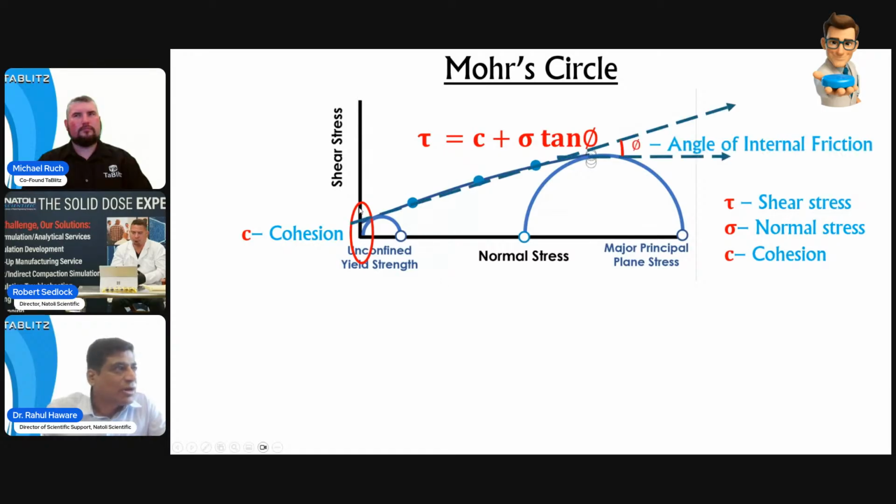Then, drawing the tangential line as I said, this angle is called the angle of internal friction. So how much internal friction does the powder have? If the powder has irregularly shaped particles or irregular morphology, then you have lots of internal friction, and that can add more cohesion. And that powder will again be a challenging powder.